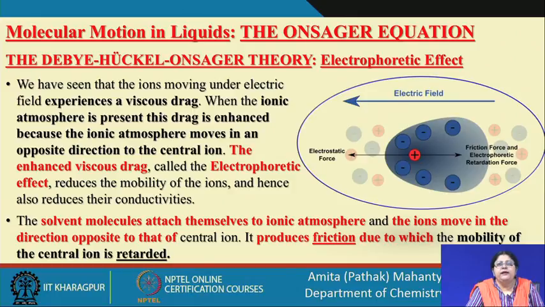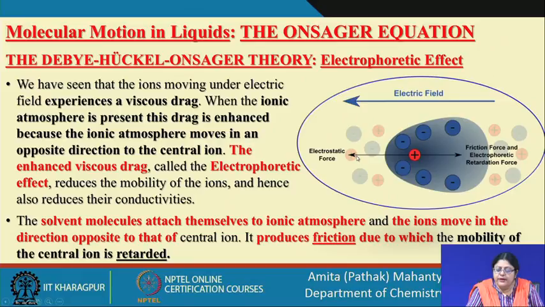Now, if there is an ionic atmosphere present, this drag is going to be enhanced, because the ionic atmosphere moves in the opposite direction to that of the central ion. So, let us see what is there in this diagram. You have an electric field applied this side. So, the ions are going to be moving this side, right.